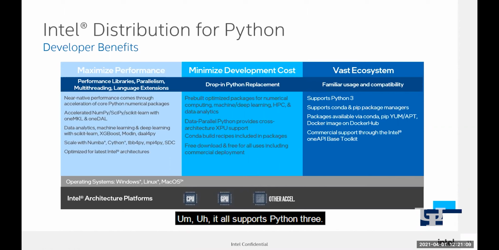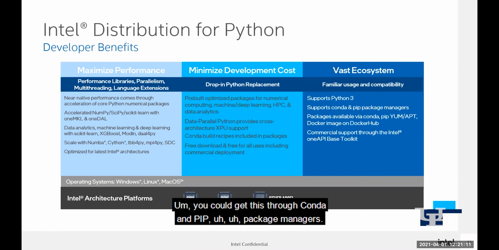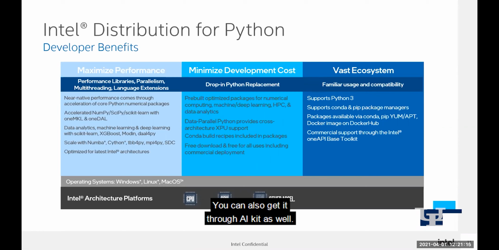It all supports Python 3. You could get this through Conda and pip package managers. You could also get it through AI Kit as well, and Docker Hub. If you just want to try out this section, which includes scikit-learn, XGBoost, NumPy, and SciPy, you can install IDP separately, and it supports Windows, Linux, and macOS operating systems, and Python 3 for these. You could also install with Yum and apt.